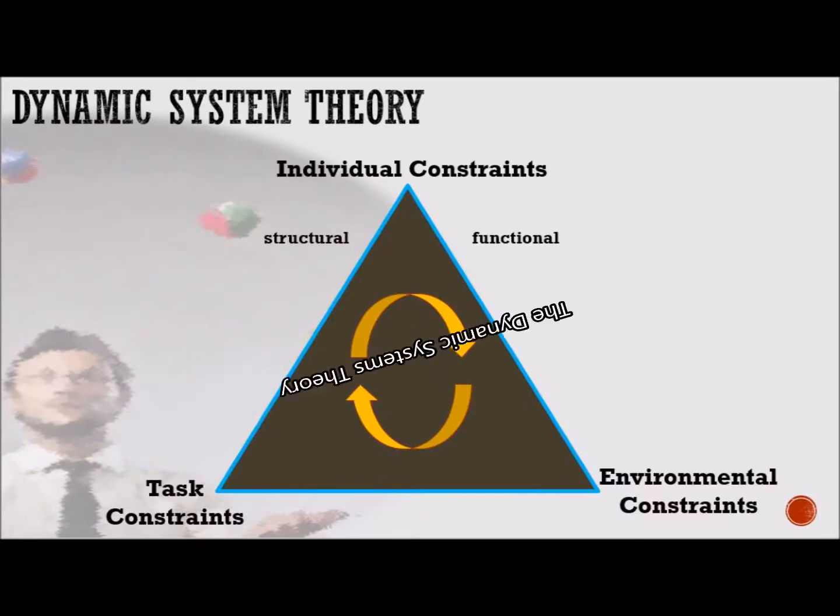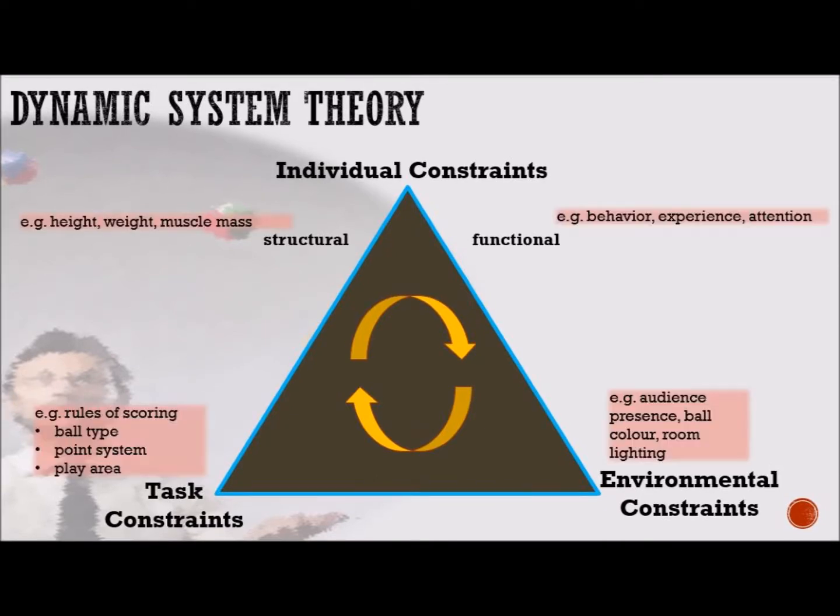Dynamic systems theory explains motor control from the interaction of the system's constraints to achieve a stable state. The constraints are the organism, environment, and task. With practice, the body's self-organization improves to execute the most efficient juggling pattern within the stipulated constraints.